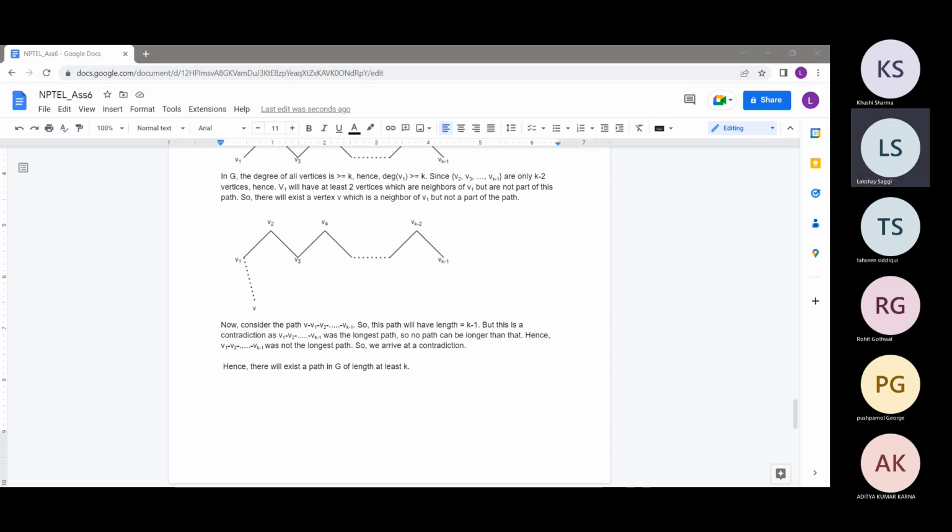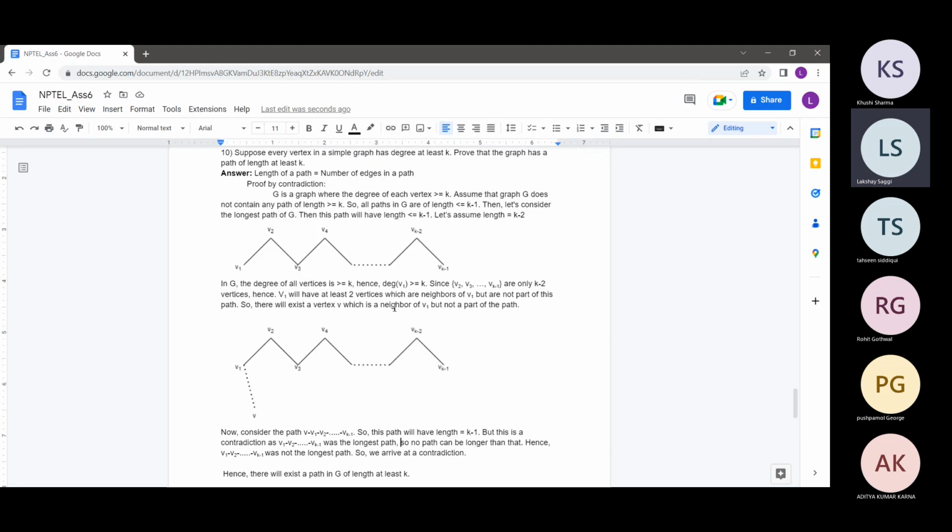Also, one thing to note here is that we just showed that this path will have length less than or equal to k minus 1. So I assumed that length was equal to k minus 2. You guys might think that this is incorrect, that length can also be k minus 1. Why did I take k minus 2?